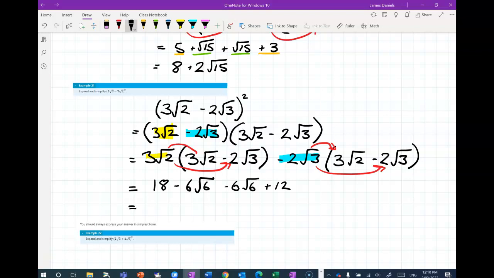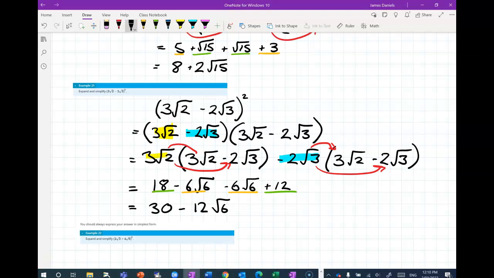Now collect like terms. And we have those two alike. We also have some like third parts here. Be careful with the minuses. 18 plus 12 is 30. Negative 6, take away another 6, would give us minus 12 root 6.